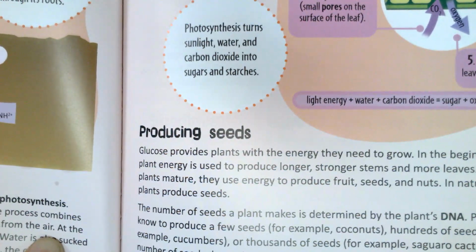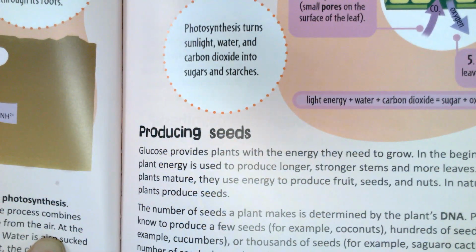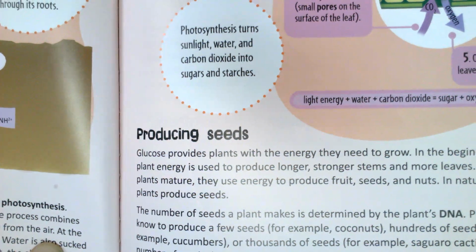Producing seeds. Glucose provides plants with the energy they need to grow. In the beginning, plant energy is used to produce longer, stronger stems and more leaves. As plants mature, they use energy to produce fruit, seeds, and nuts. In nature, most plants produce seeds.